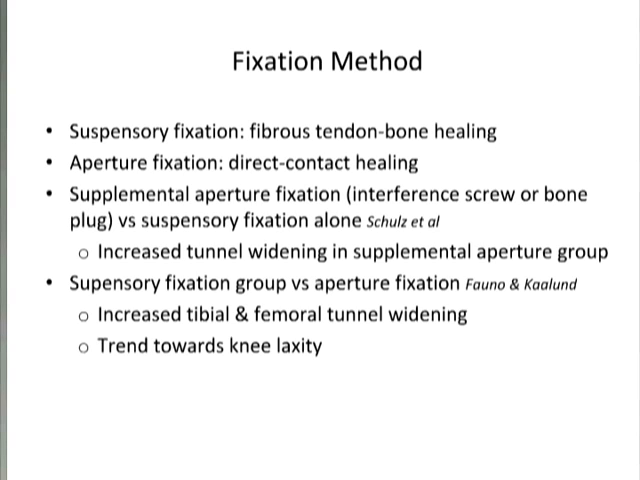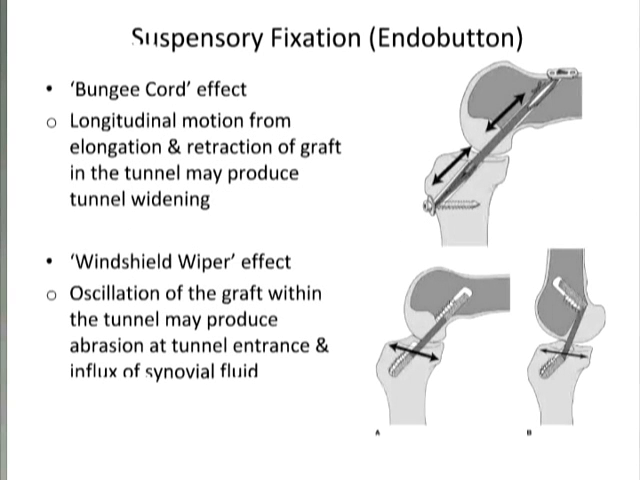And there's two problems. With suspensory fixation, you get the bungee cord effect with longitudinal motion from elongation and retraction of the graft in the tunnel that can cause tunnel widening. Whereas in interference screw fixation or aperture fixation, you also get the windshield wiper effect, where you get oscillation of the graft in the tunnel that can abrade the graft at the tunnel entrance and cause an influx of synovial fluid, which is more common on the tibial side than on the femoral side.